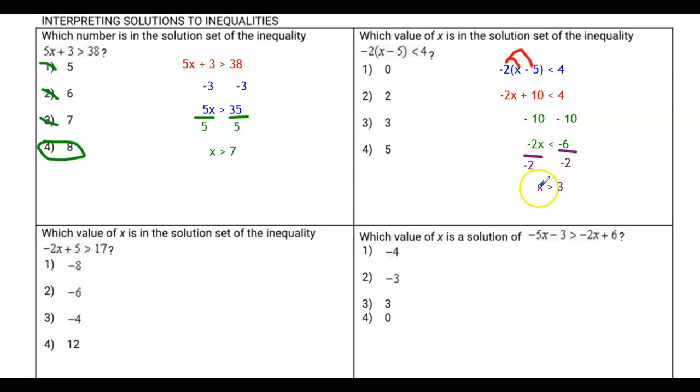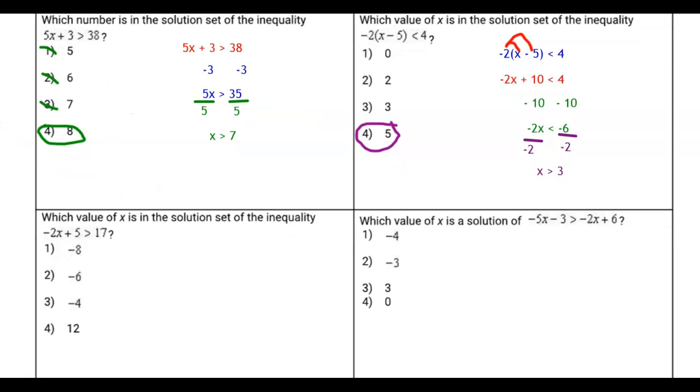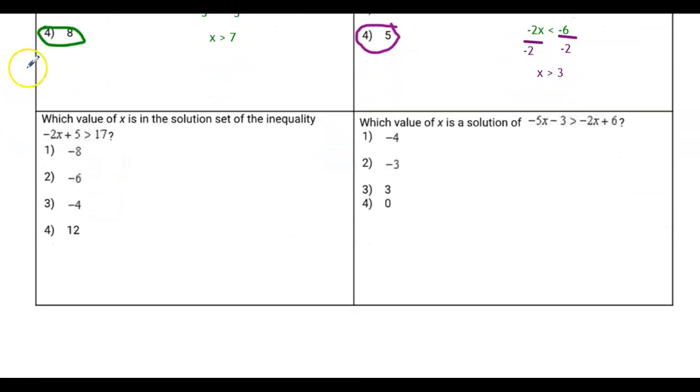End up with the solution of x is greater than 3. Negative divided by negative is a positive, 6 divided by 2 is 3, and my less than turns into a greater than because I've divided by a negative number. Now, looking at all of the answers, I know that x has to be greater than 3, which means it's not 0, 2, or 3. Remember, it doesn't have the equal sign here. It's got to be choice 4. Number 5. All right, look at that third one there. Pause that video, try it out, and then come back to see if you got it right.